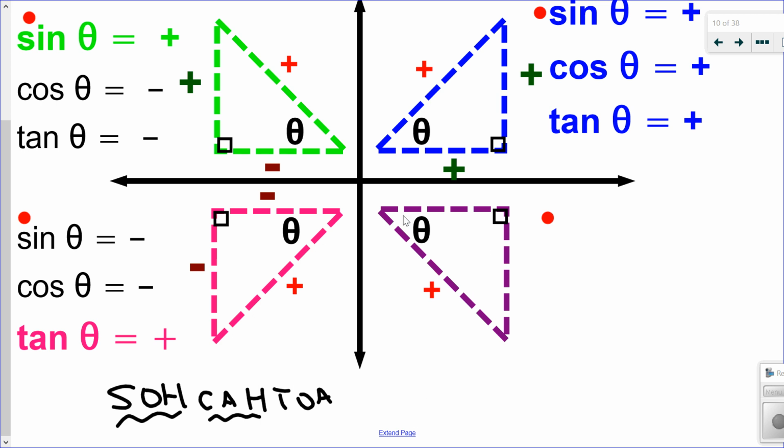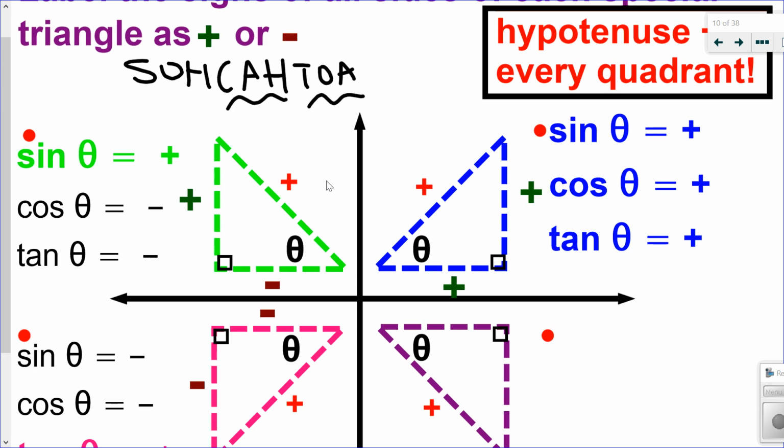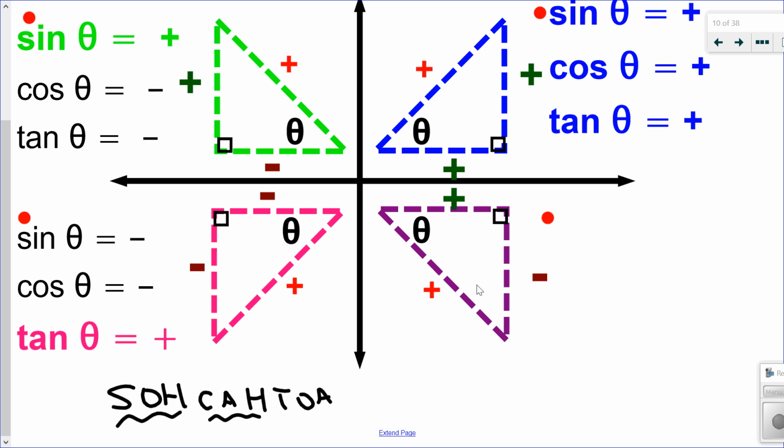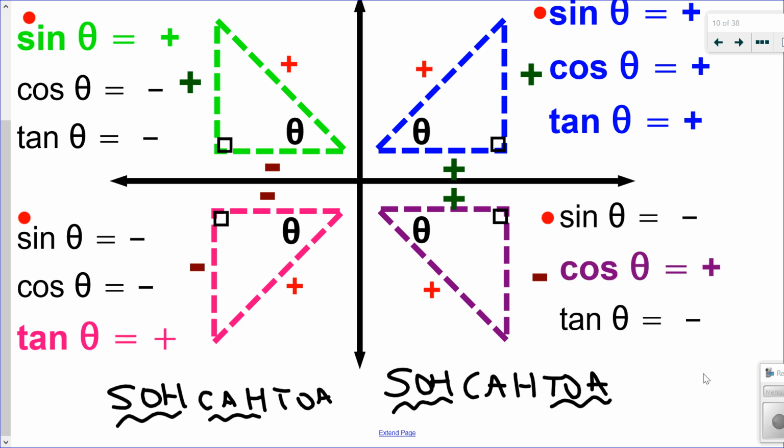So sine and cosine are negative, but tangent will be positive. Let's move to our last quadrant. In quadrant number 4, I know that my x values are positive and my y values are negative. So anything involving an opposite is going to be negative. Let's look at our SOHCAHTOA. Sine will be negative and tangent will be negative. Cosine will be positive because that's adjacent, which is positive, over hypotenuse, which is positive. So in this quadrant, sine is negative, cos is positive, tan is negative.